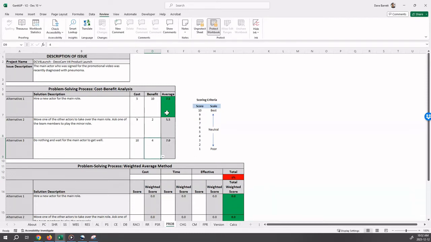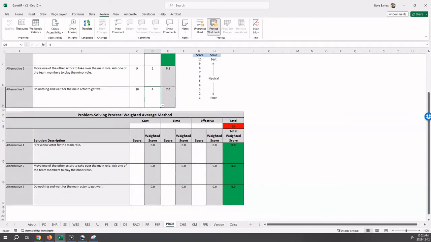So you see here that we have a different average, and the highest is highlighted in green. So according to our cost-benefit analysis, alternative 1 is the best alternative. Okay, so that's the cost-benefit analysis. Now, if we move on to the weighted average approach, the same 3 alternatives are automatically copied down, so you don't have to recopy those, because we're going to evaluate the same three alternatives.